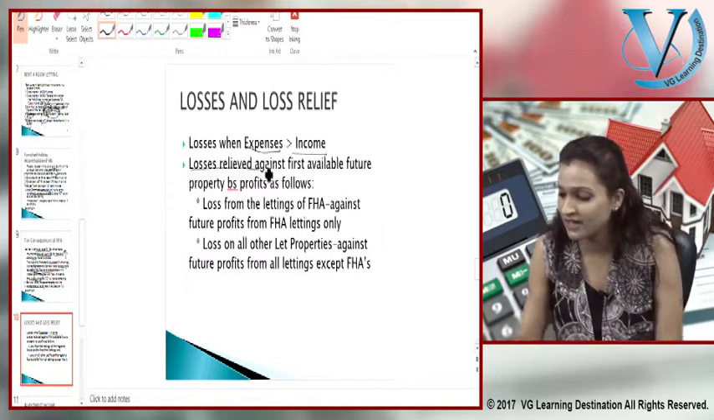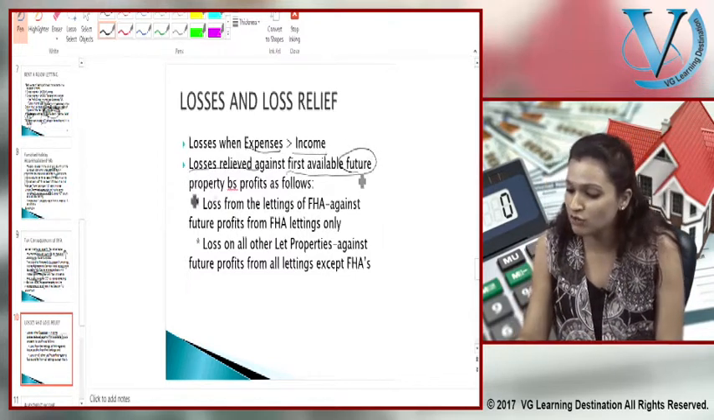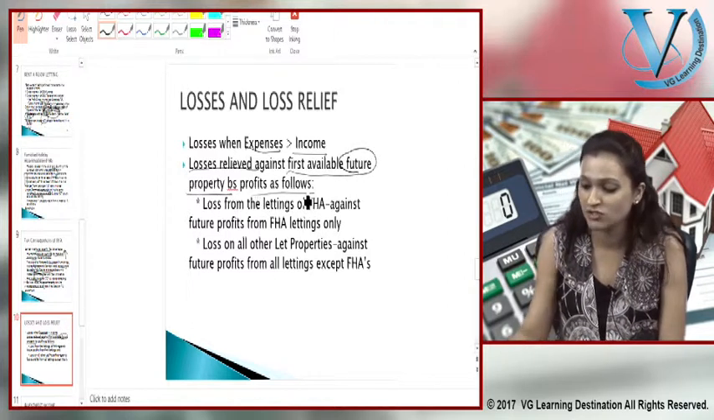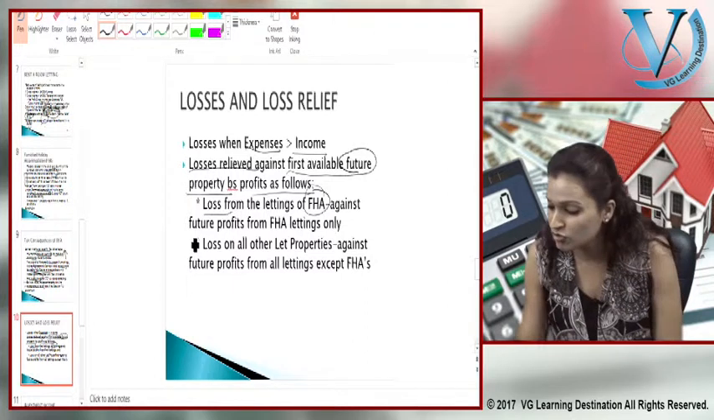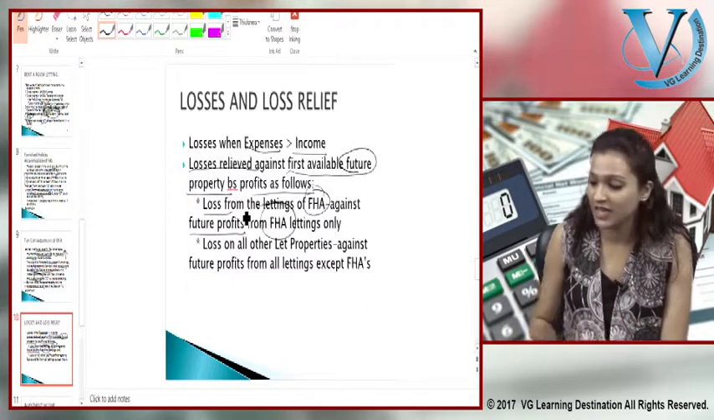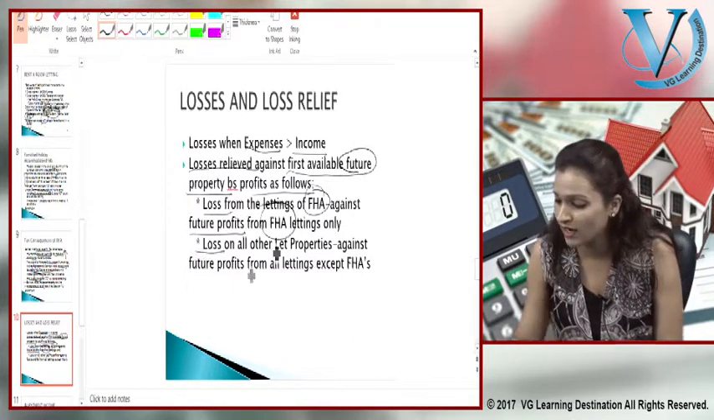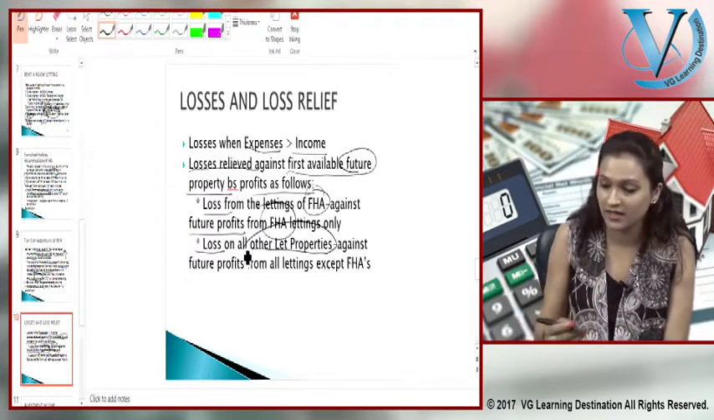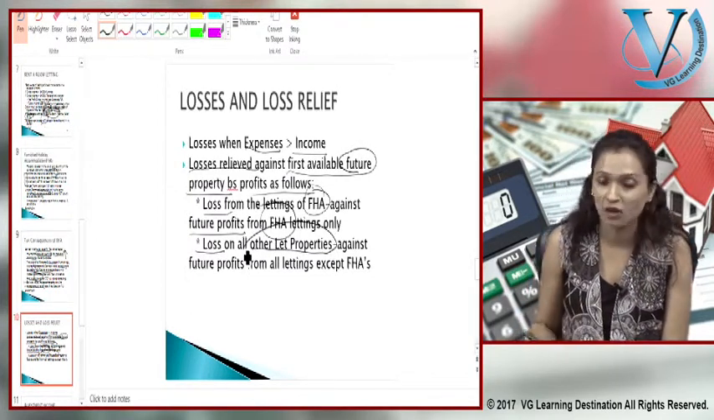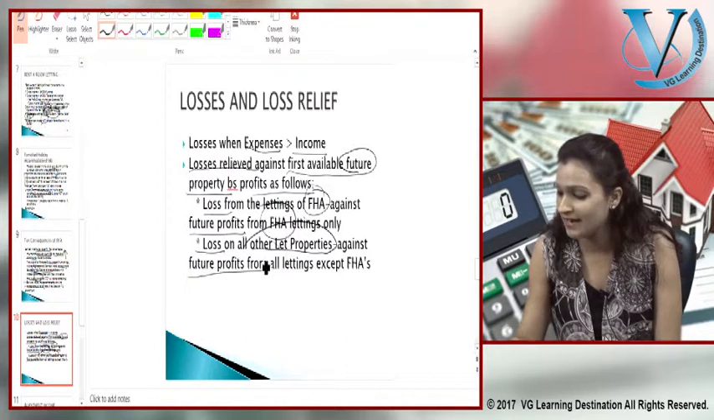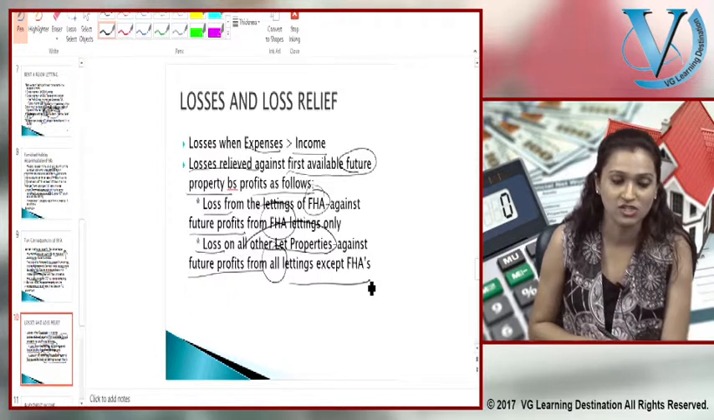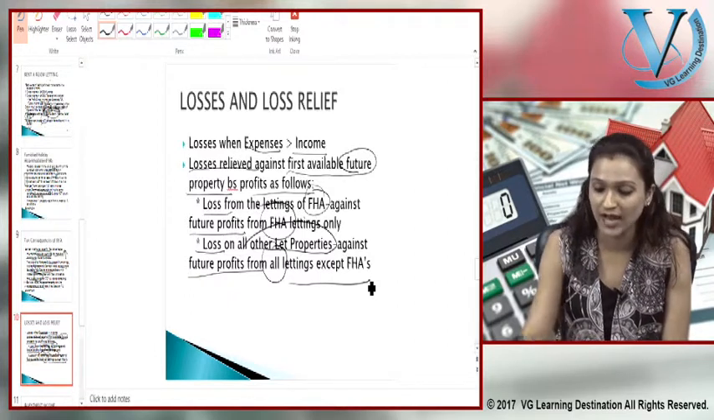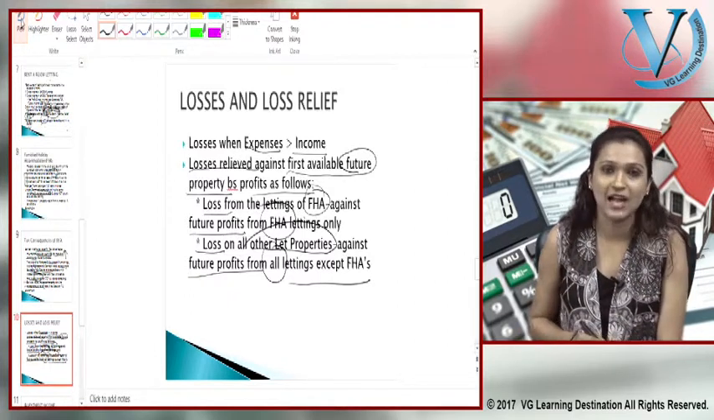Losses will be relieved against the first available future business profits as follows. Loss against FHA would be only offset against future profits of the same FHA. Similarly, loss of all other lettings, which is unearned income, would always be set off against future profits from all lettings except your furnished holiday accommodation. So this is how you're going to calculate your losses and your profits.